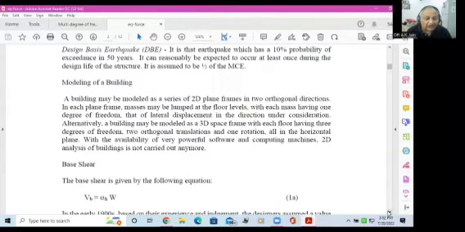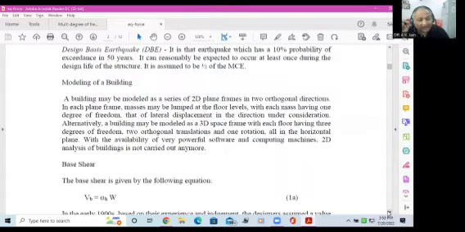Now, as far as the modeling of a building is concerned, earlier when computers were not available or we had very small computers, it was common to carry out 2D plane frame analysis of a building in each of the two orthogonal directions. In each plane frame, masses may be lumped at the 4 levels, with each mass having 1 degree of freedom, that of lateral displacement in the direction under consideration.